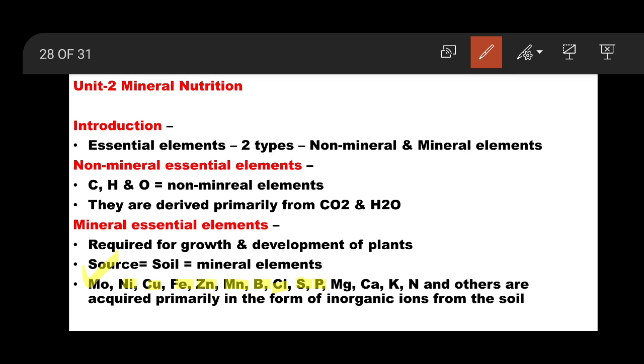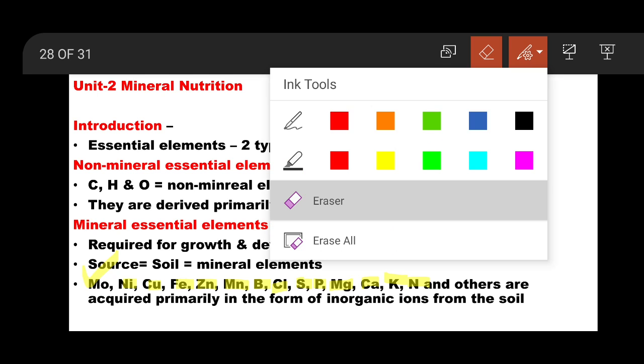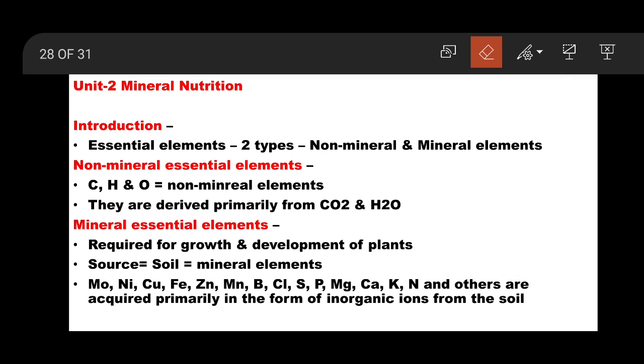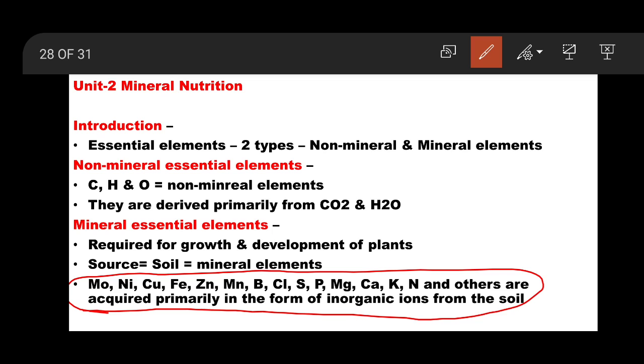sulfur, phosphorus, magnesium, calcium, potassium, nitrogen and others. You can add the sodium in this. So these are acquired primarily in the form of inorganic ions from soil. So these all elements are taken up by the plants in the form of inorganic ions from the soil.